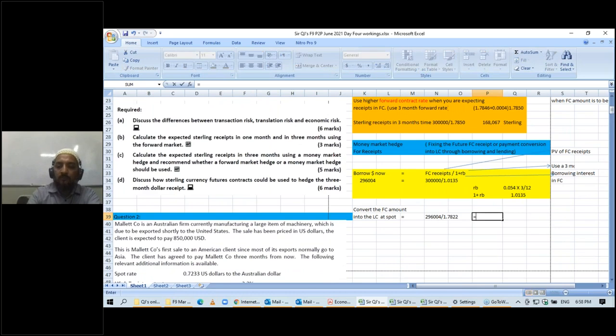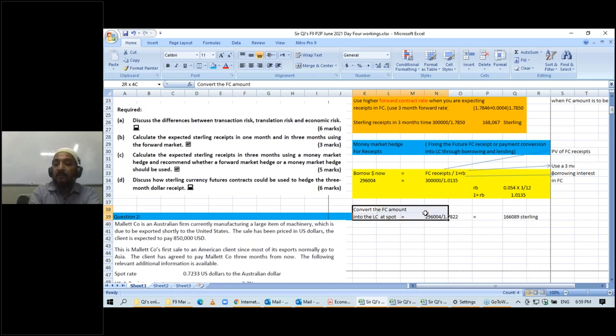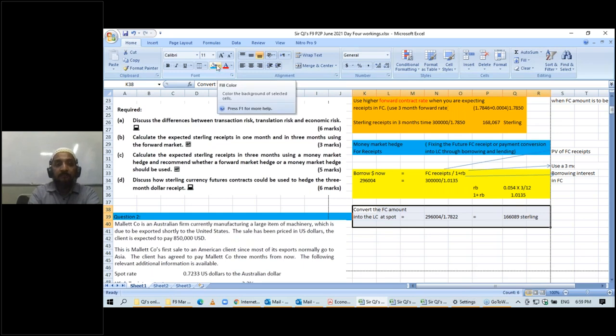So this gives you 1,66,089 sterling. Now you have the sterling amount, the local currency amount, received. Now remember that you borrowed in foreign currency, so after 3 months' time you have to pay interest on it. So you are incurring a cost.